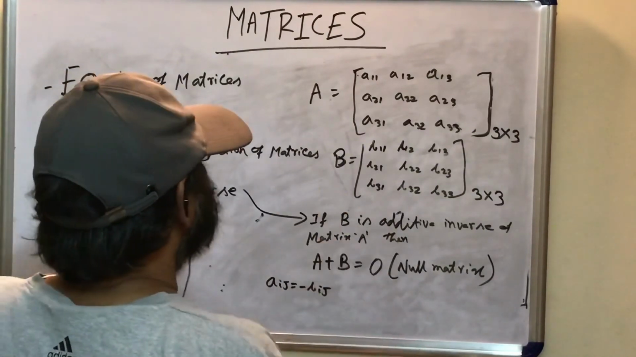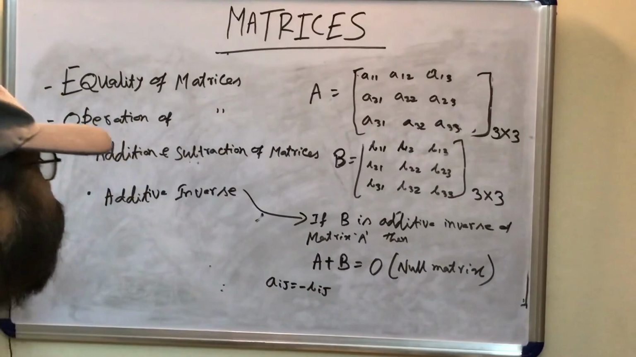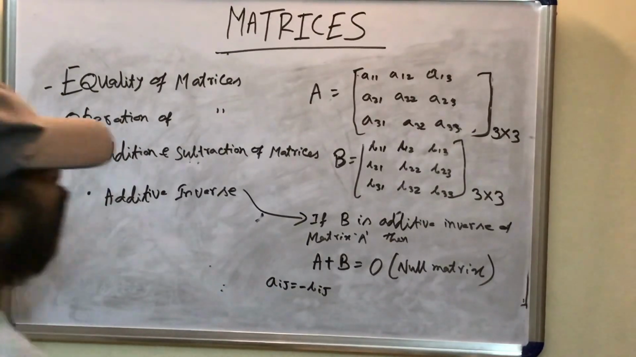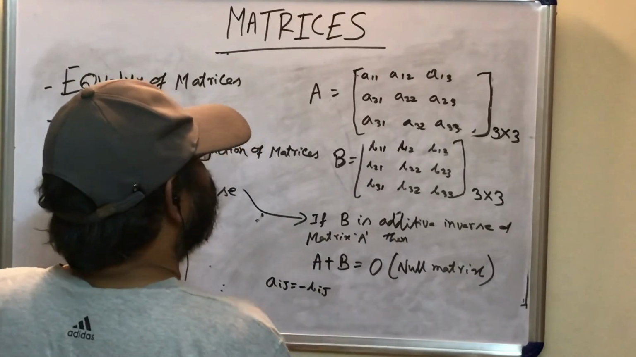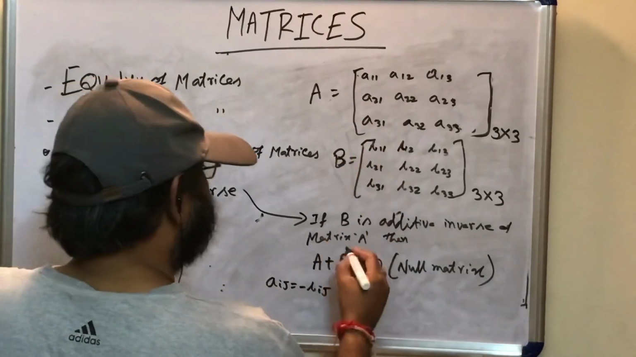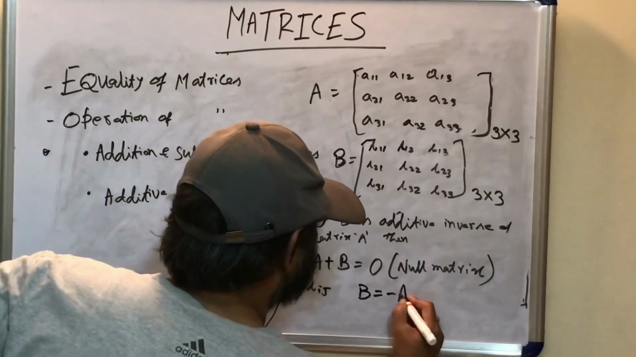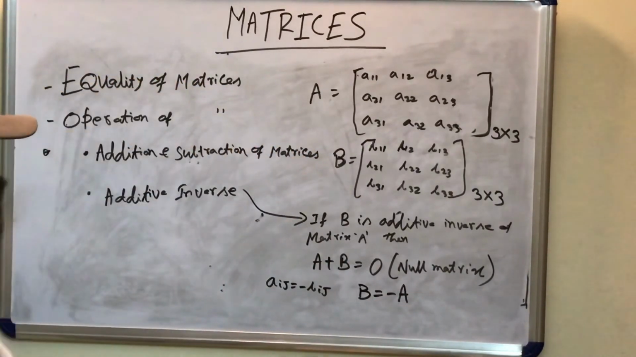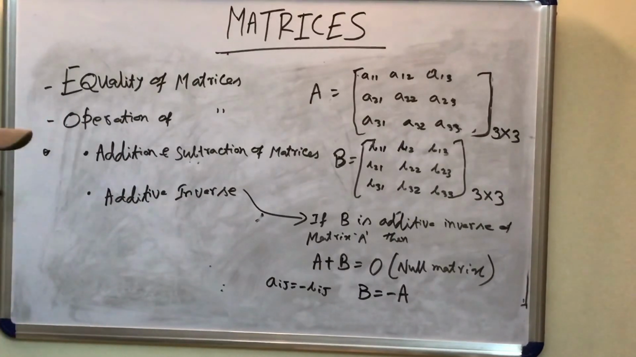So what would be the inverse? The absolute value of the inverse matrix would be the same, but the sign will be negative. That is, B equals minus A. Then we can treat B as the additive inverse of A. I think I am completing the second session here. I will be giving the home tasks.